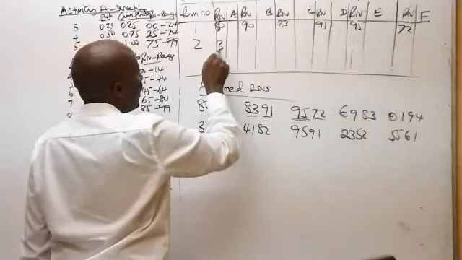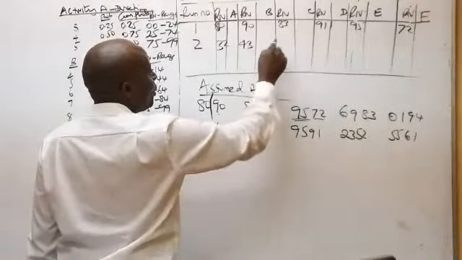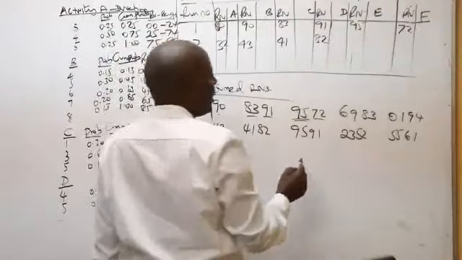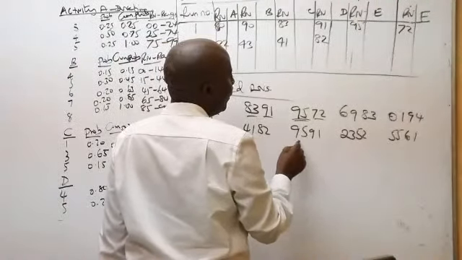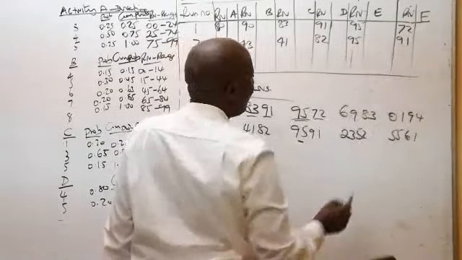Run number 2, we have 32. We have 43 here. We have 41 here. We have 82 there. We have 95, 91.